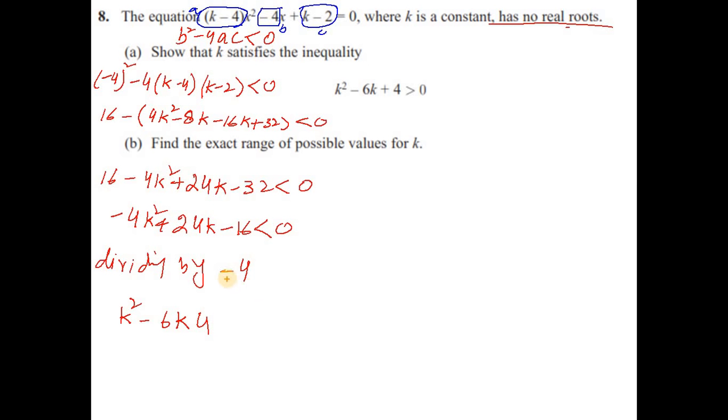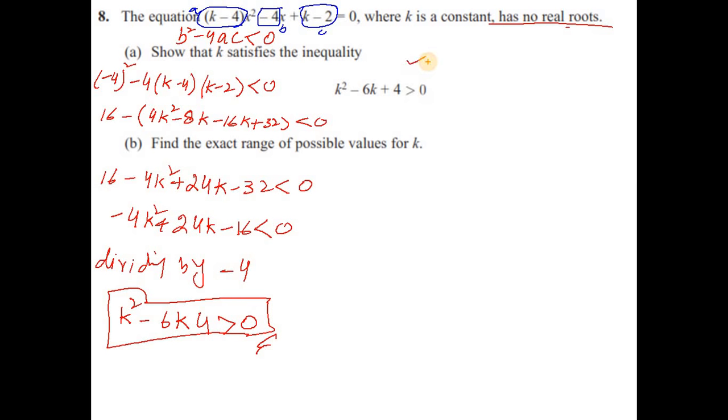And the effect of this negative sign on this inequality is, if you multiply or divide with a negative number, the inequality switches and it becomes more than 0. So this is your required inequality in part A.